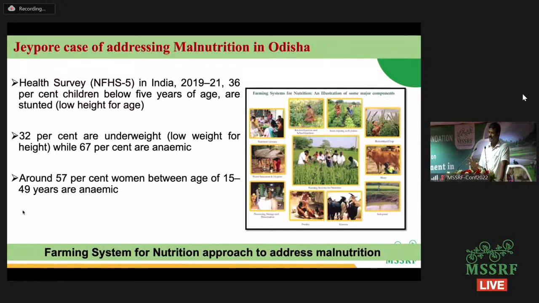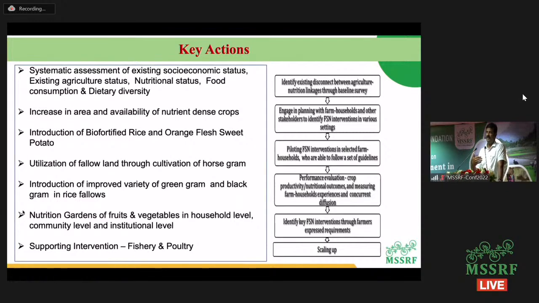And we adopted that farming system for nutrition in Koraput areas, and we started this from 2011 onwards. And there it was again in a systematic manner. First, our team studied the socioeconomic characteristics, existing agriculture status, nutritional status, food consumption, and dietary diversity existing in the particular area, and then we designed our interventions, something like how to introduce nutrient-dense crops, and how to improve productivity of certain nutrition-dense crops which were cultivated in an unscientific manner.